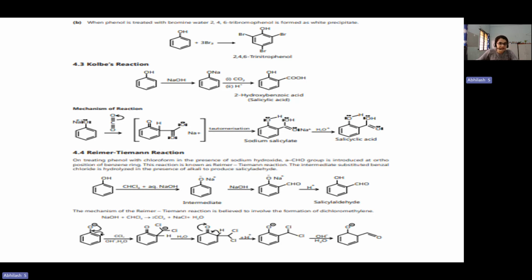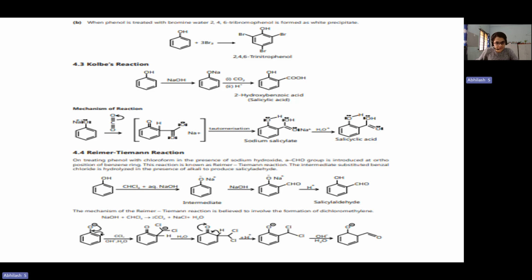Here NaOH reacts with CHCl3, which leads to the formation of the electrophile called dichlorocarbene. This is a previously asked question, you have to remember this: the intermediate for the Reimer-Tiemann reaction is dichlorocarbene, and NaCl and H2O are released as byproducts. When this dichlorocarbene reacts with the phenoxide ion, it leads to the formation of this structure.